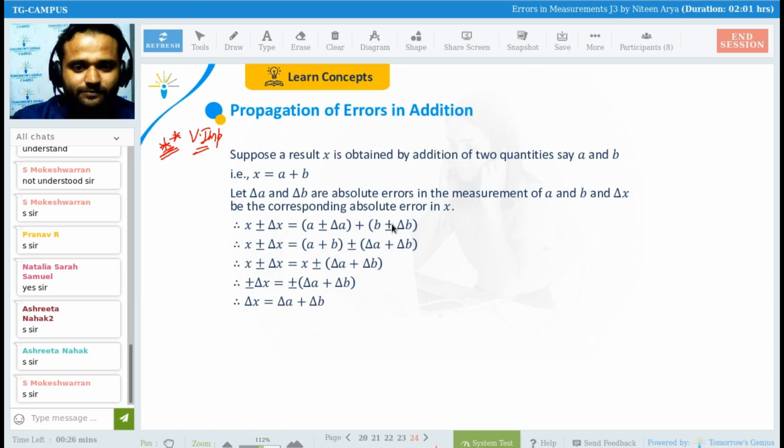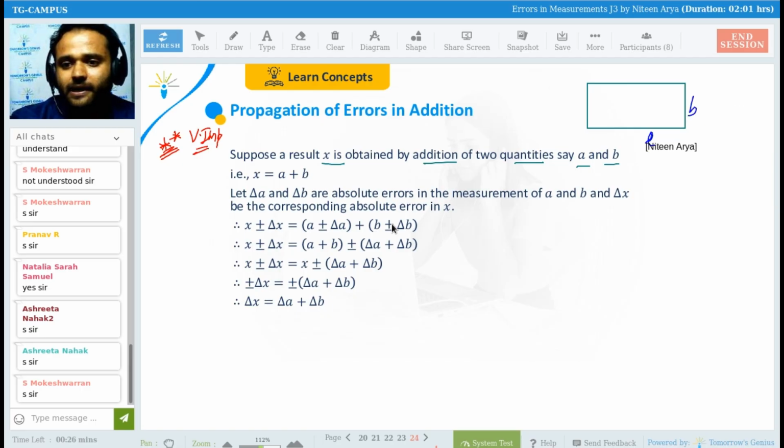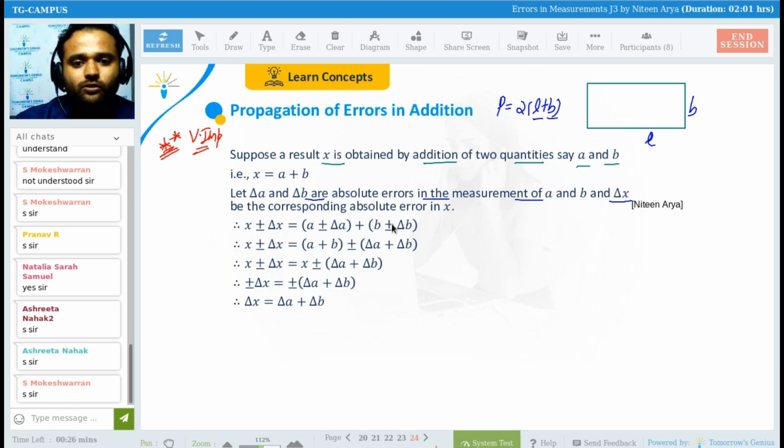Okay. So suppose the result x is obtained by addition of two quantities, say A and B. Again, you can say perimeter. That is the best example I can give you. As we know, there is a length and there is a breadth. So the perimeter is 2 into L plus B. Same thing, right? X can be obtained as L plus B, the length and breadth, A and B. Now what if we have an error in A or an error in B, or the instrument we are using is obviously going to give me an error in both length and breadth. So let del A and del B be the absolute errors in the measurement of A and B, and del X be the corresponding absolute error in X. Then obviously del P is the absolute error in the perimeter.